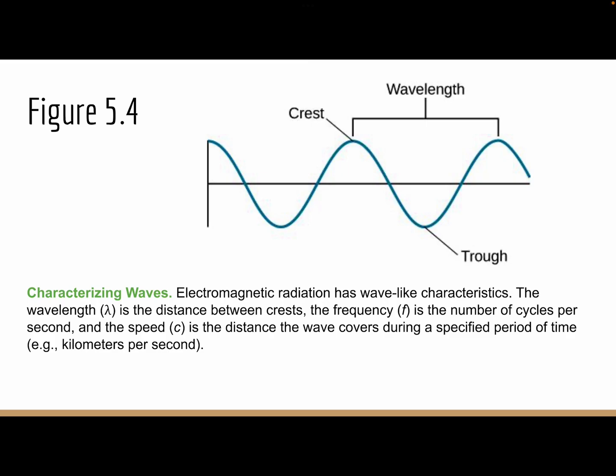Okay, so yesterday we ended with characteristics of waves. We talked about a crest and a trough. The crest is the top of the wave, a trough is the bottom of the wave. A wavelength is between two crests or two troughs. Then we talked about frequency, which is the number of cycles per second. So basically, how many of those wavelengths can we get through in a second? And then speed is the distance that wave can cover in a specific period of time, whether it's kilometers per second, meters per second, just whatever, depends on what you're measuring with.